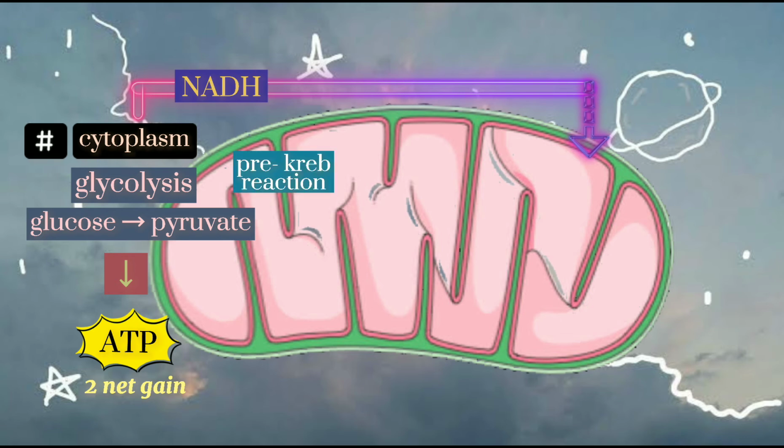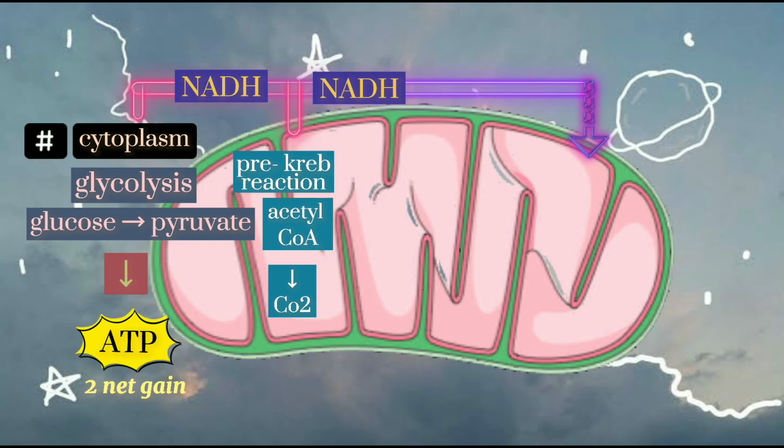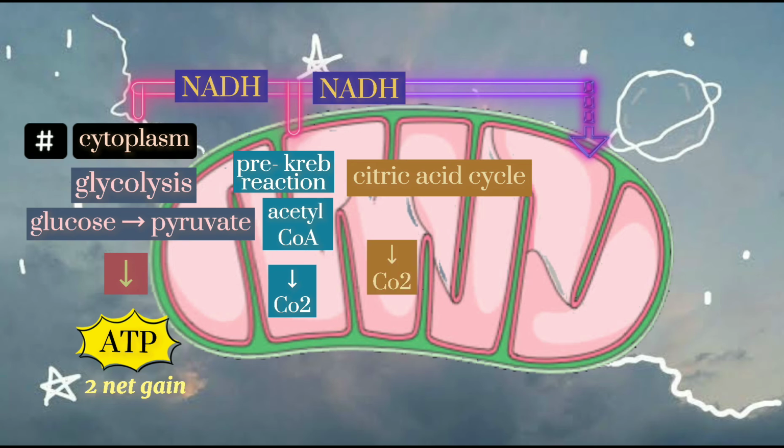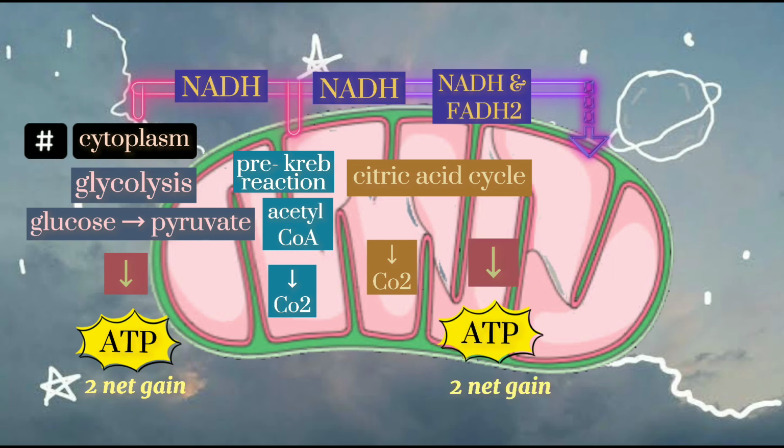During this phase, the pyruvates of glycolysis move into the mitochondria, where they are converted into acetyl-CoA. During this conversion process, more NADH is produced and carbon dioxide is released. In stage 2, the Krebs or citric acid cycle, the remaining carbons from the initial glucose are oxidized, releasing carbon dioxide. NADH and FADH2 are also produced in addition to 2 ATP molecules.